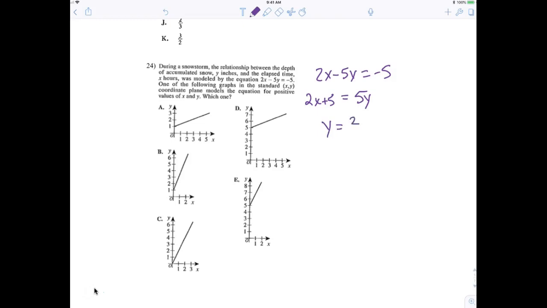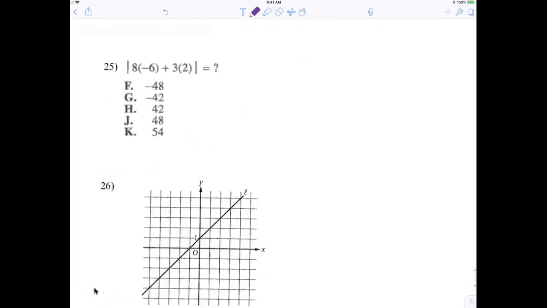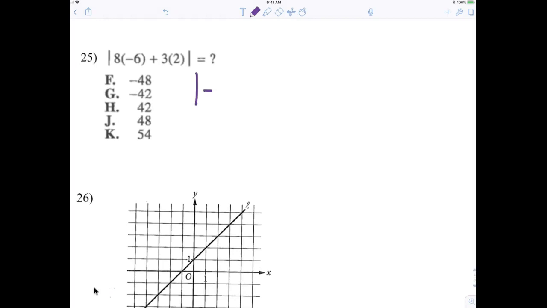So y equals 2/5 x plus 1. So now the y-intercept is 1. So it's not D, it's not E, it's not C. So the y-intercept is 1. Now you're going up 2 and over 5. Up 2 and over 5 would make the answer A. All right, 25. Absolute value problem. Absolute value of negative 48 plus 6 equals the absolute value of negative 42, which equals 42.